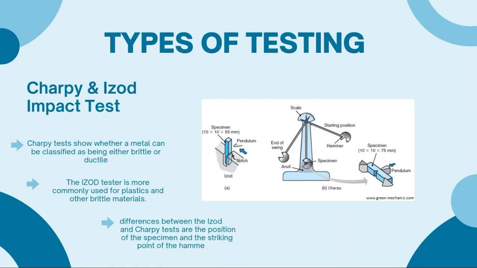There are various types of testing, and the first one is the Charpy and ISO impact test. Charpy tests show whether a metal can be classified as being either brittle or ductile. The ISO test is more commonly used for plastics and other brittle materials. The differences between the ISO and Charpy tests are the position of the specimen and the striking point of the hammer, as you can see in the picture.